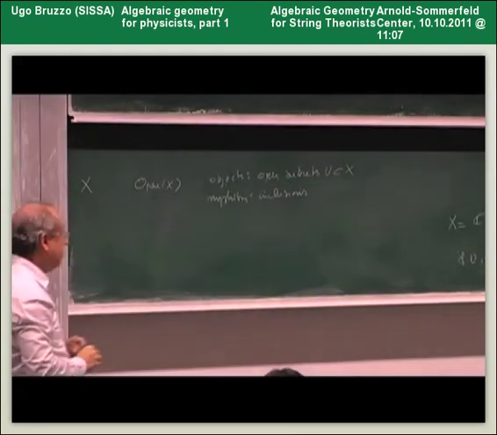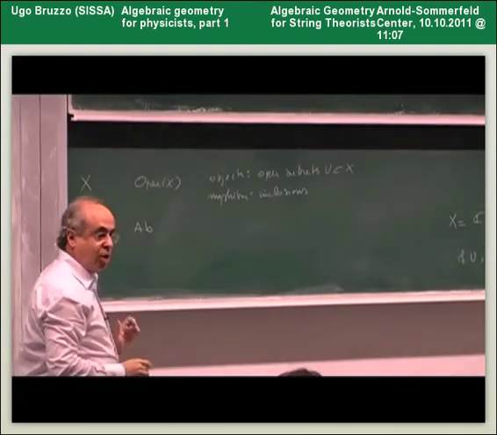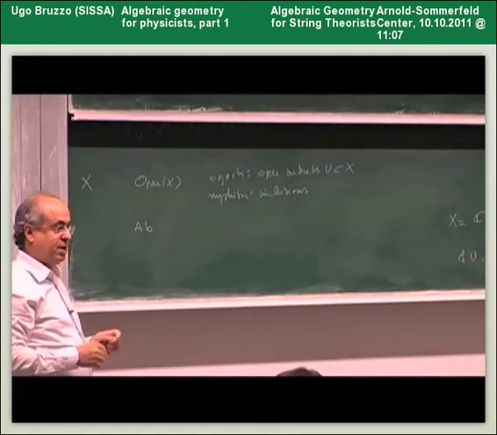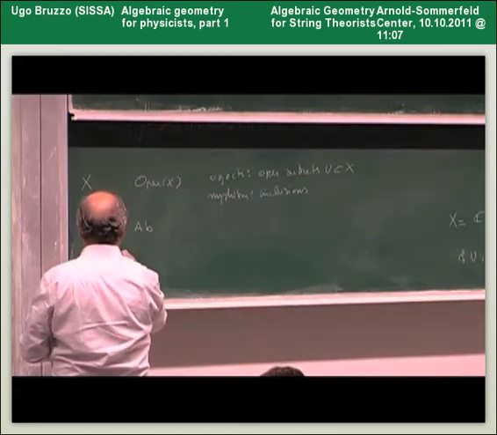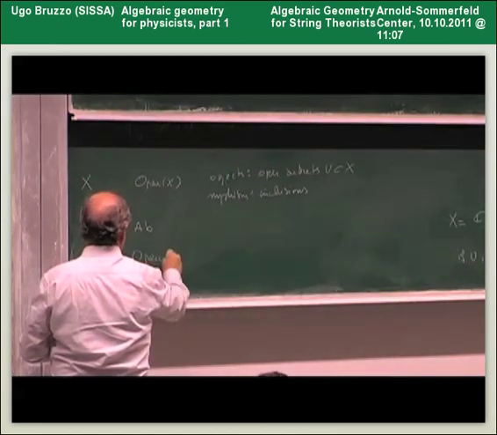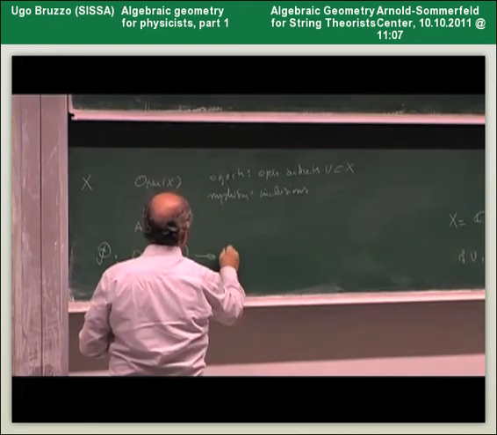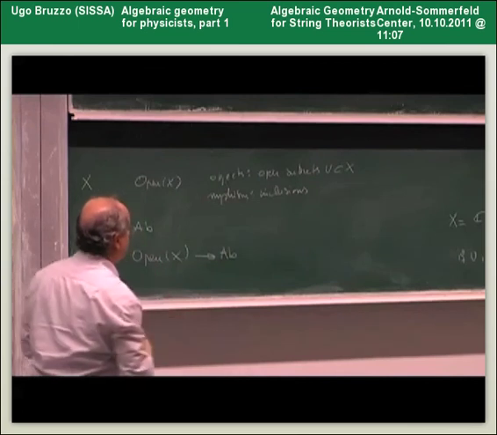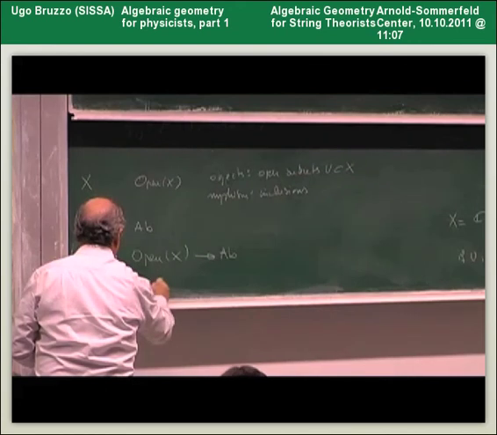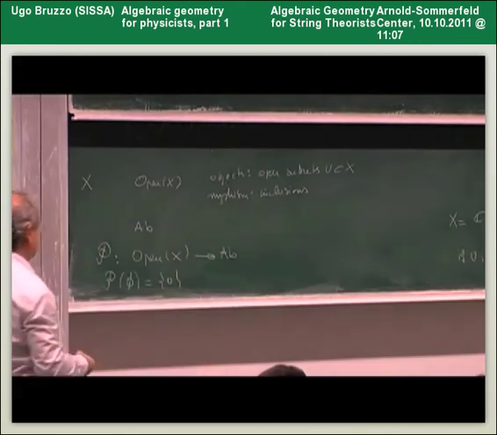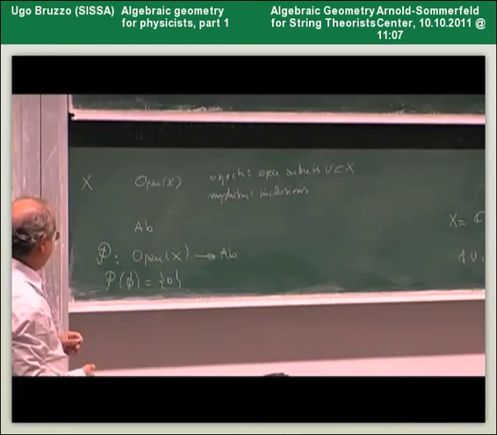This is a well-behaved category. And then another category I consider is the category of abelian groups. Objects are the abelian groups, and the morphisms are morphisms of abelian groups. And then I claim that a pre-sheaf is a functor, a contravariant functor between these categories, with additional assumption that P of the empty set is the trivial group.